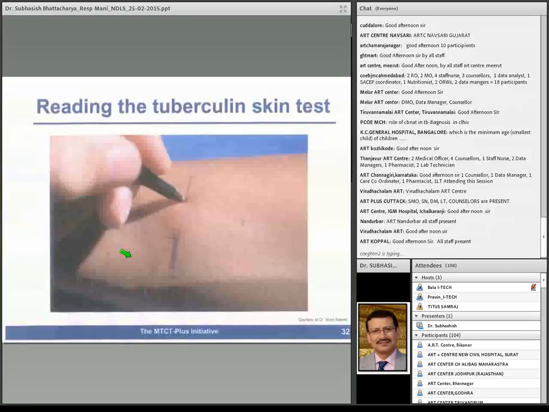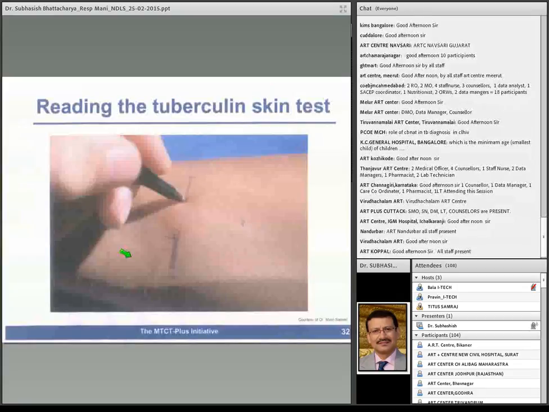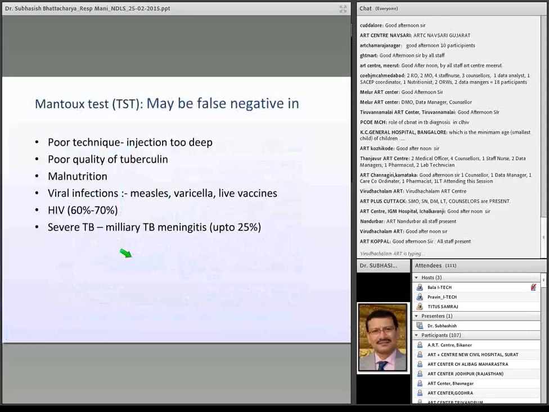And this is how we should measure the tuberculin skin testing. It is in transverse diameter, and only the induration should be taken, and it should be expressed in millimeters. Tuberculin skin testing may be false negative when the technique is poor, when injection was done too deep, or there is a poor quality of tuberculin which is not potent.